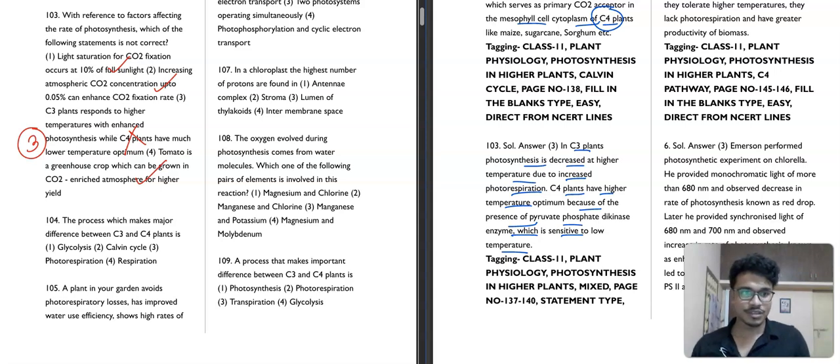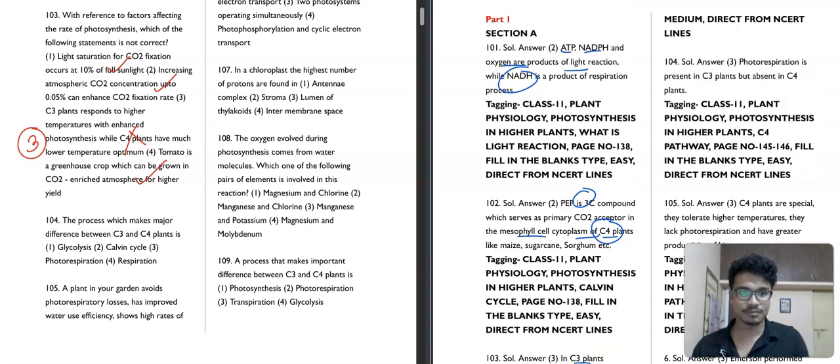The next question is question number 104. It is saying that the process which makes major difference between C3 and C4 plant is glycolysis, Calvin cycle, photorespiration or respiration. You know that is obviously photorespiration. That is the distinction point between C3 and C4. C3 does have photorespiration, C4 doesn't have. We already discussed this. So correct answer is the third option.